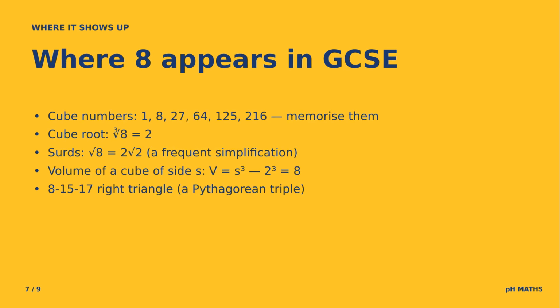Where 8 appears in GCSE, cube numbers 1, 8, 27, 64, 125, 216. Memorize that sequence cold. Cube root of 8 equals 2. Surds. Root 8 equals 2 root 2, a frequent simplification. Volume of a cube of side S is S cubed, so a 2 by 2 by 2 cube has a volume of 8, and the Pythagorean triple 8, 15, 17 does turn up occasionally.